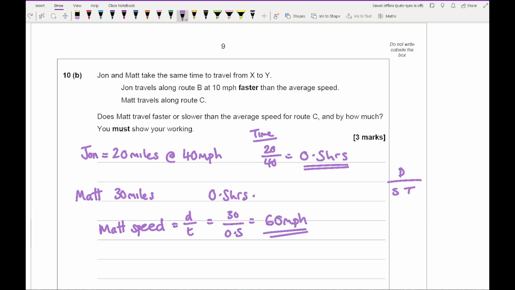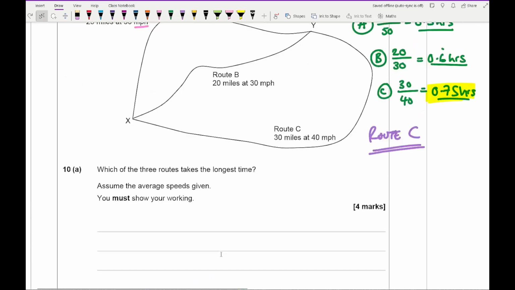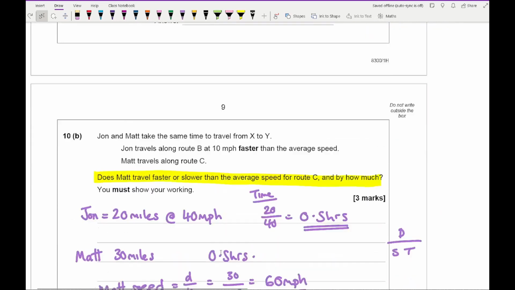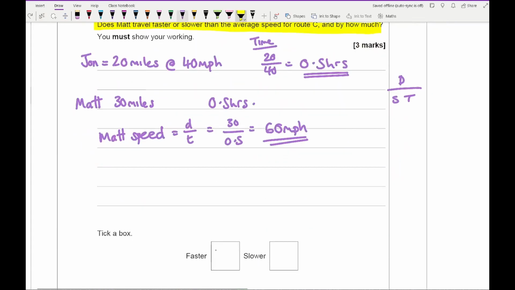So going back to what the question's asking, does Matt travel faster or slower than the average speed for route C, and also by how much? Well, the average speed for route C is 40 miles per hour. Matt's travelling at 60, so it's going to be faster, and by 60 minus 40, which is 20 miles per hour.